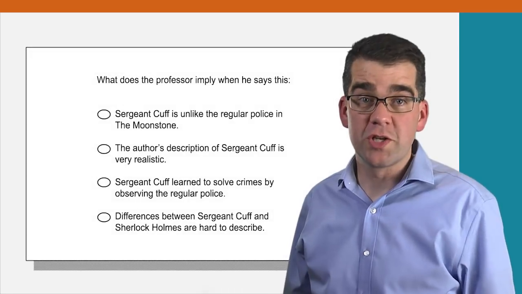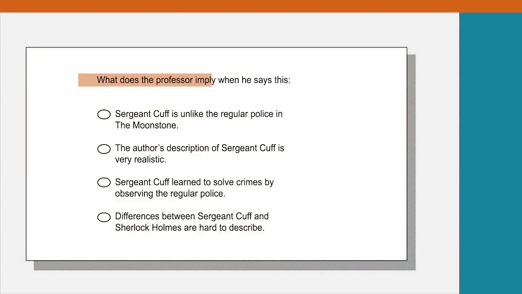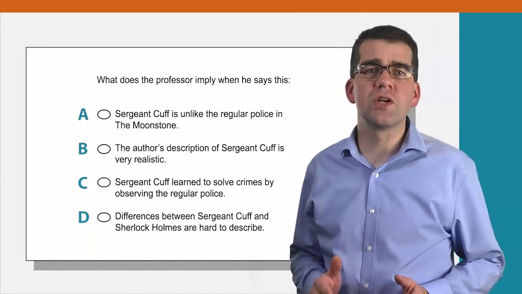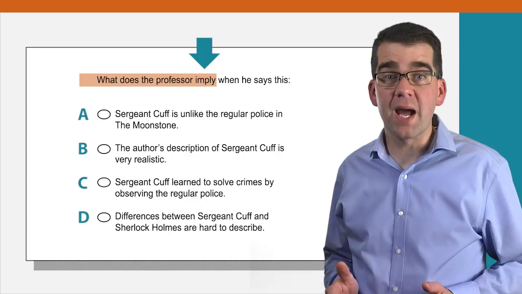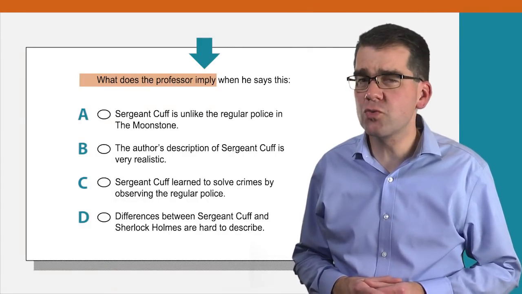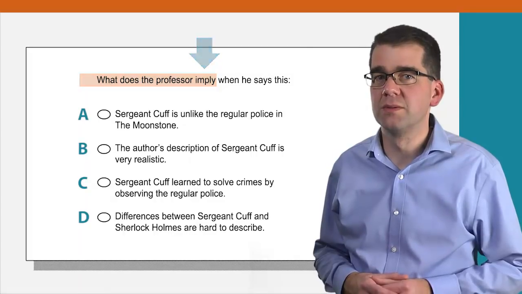Now let's look at the question. What does the professor imply when he says this? "Well, let me try to give you a sense of who Sergeant Cuff is by first describing the regular police." We can see that this is an inference question because it uses the word imply and asks the listener to understand the meaning of something that is not directly stated by the professor.